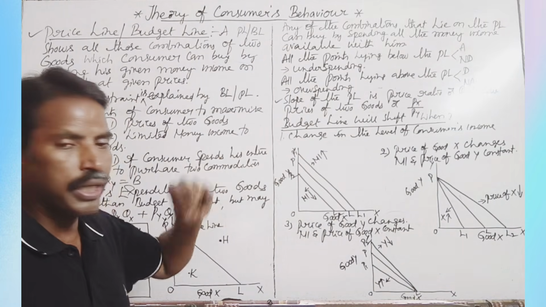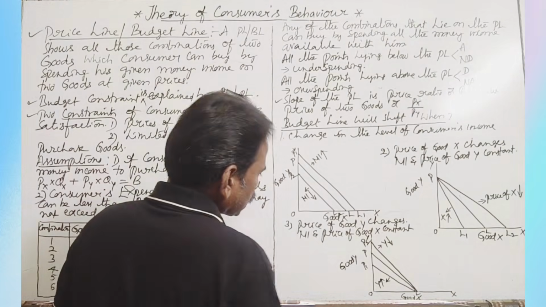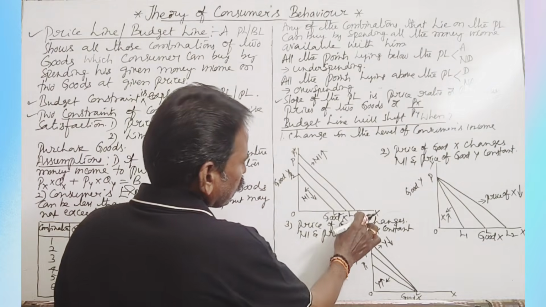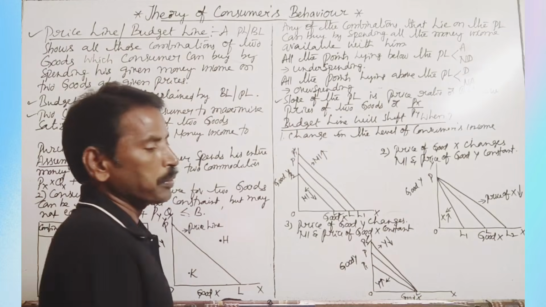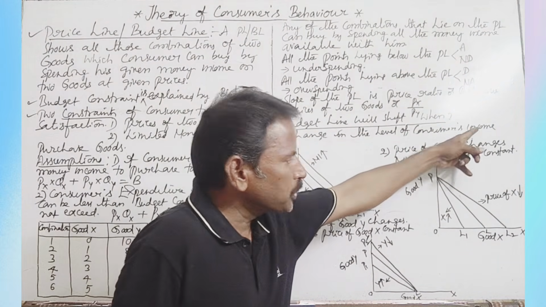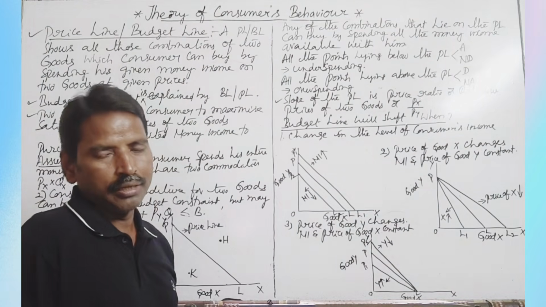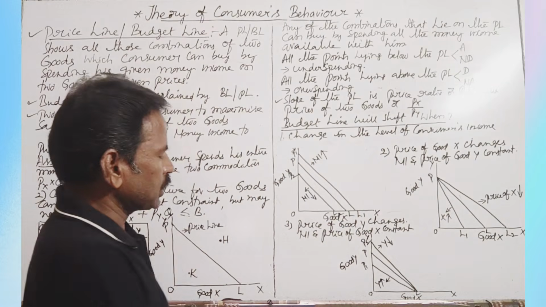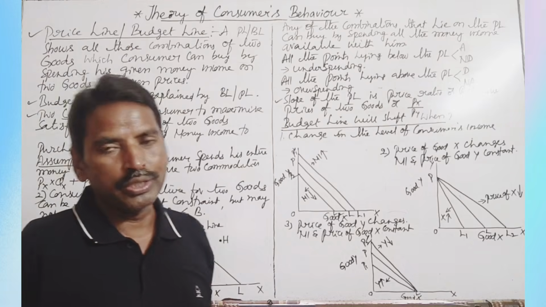If you observe this diagram, draw an L shape, mark YOX. So PL is the original price line, P1L1 is the new increased price line, P2L2 is the decreased price line. If the level of consumer's income increases, P1L1 is the new budget line. If the level of consumer's income decreases, P2L2 is the new price line.